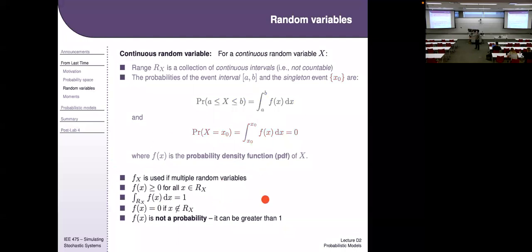So what are the properties of probability density? It's all greater than 0. The area underneath it is equal to 1, but it itself can be greater than 1. And it's equal to 0 if you're outside of the range. So it's a little different than probability mass.